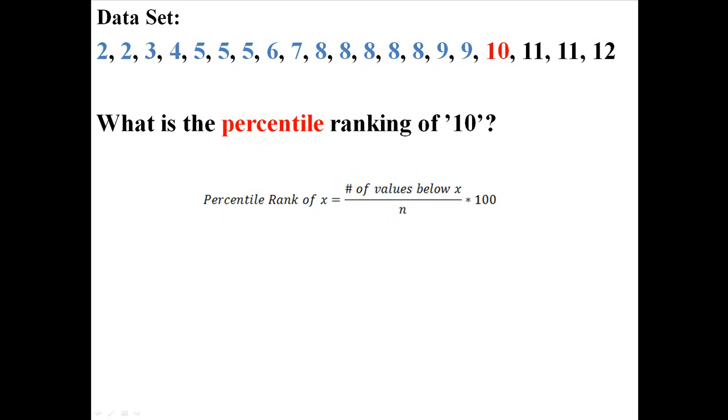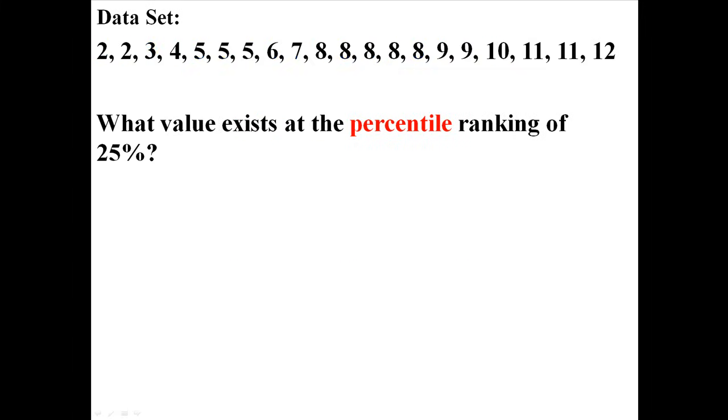So for the question of what is the percentile ranking of 10, we can use this equation. The percentile ranking of any value is equal to the number of values below that value divided by the total number of values in the set times 100. There are 16 blue numbers below 10, and there are 20 total numbers. So 16 divided by 20 times 100 is 80%. The percentile rank of the value 10 is 80% because 80% of the scores lie below it.